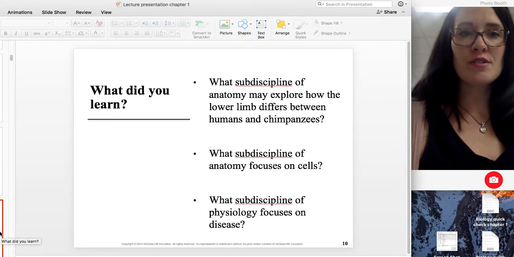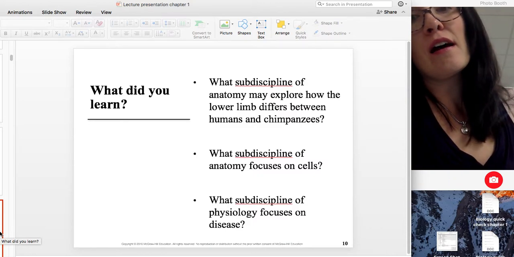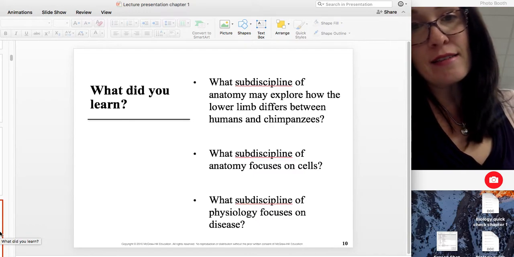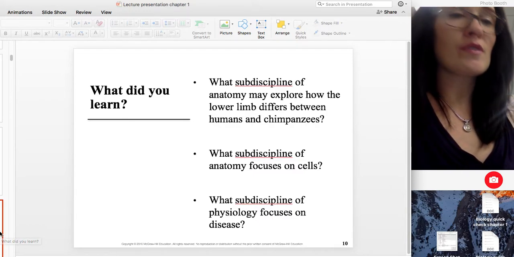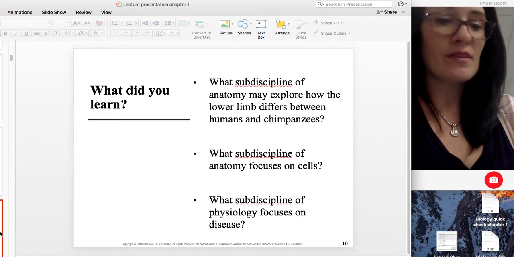So thinking about these questions: what subdiscipline of anatomy may explore how the lower limb differs between humans and chimpanzees? What subdiscipline of anatomy focuses on cells? And what subdiscipline of physiology focuses on disease?